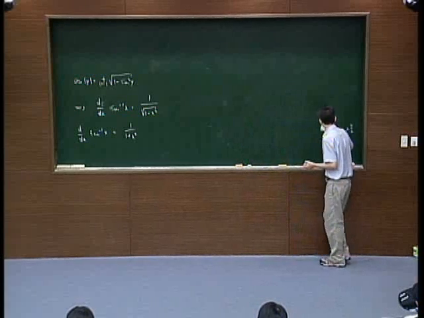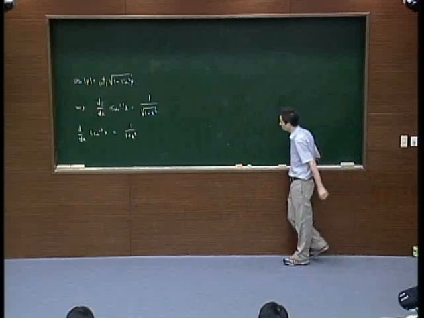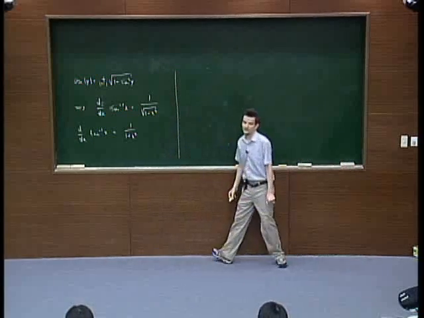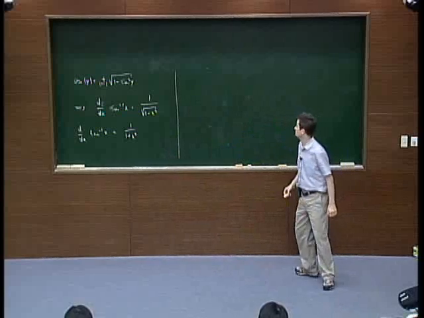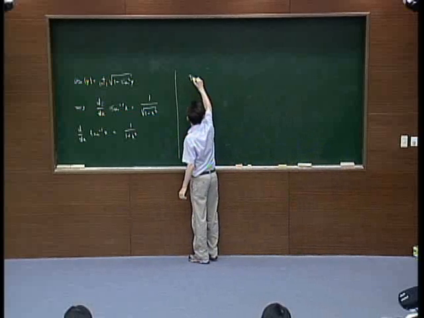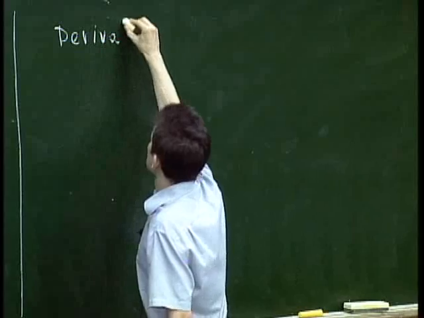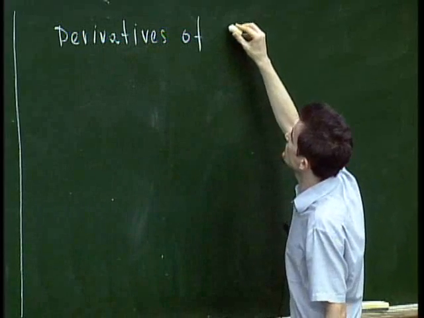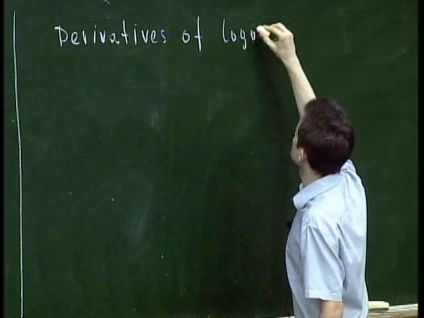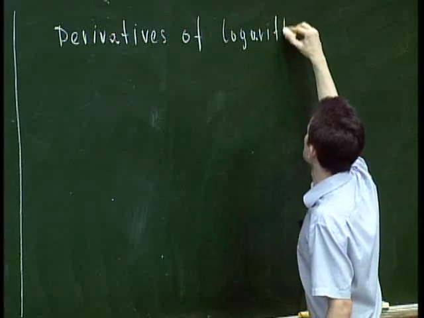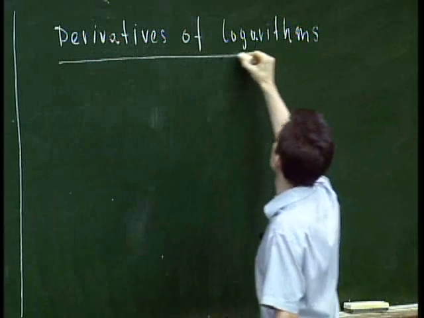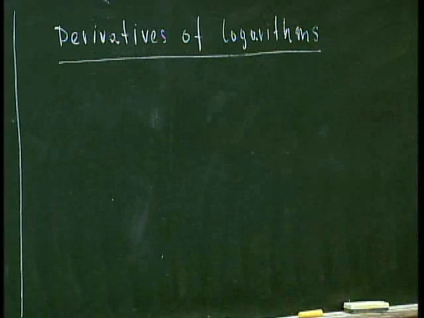Now we can apply the same for other inverse functions. Another class of inverse functions are logarithmic functions. So the derivatives of logarithms, also this we can now easily handle by the method of implicit differentiation.